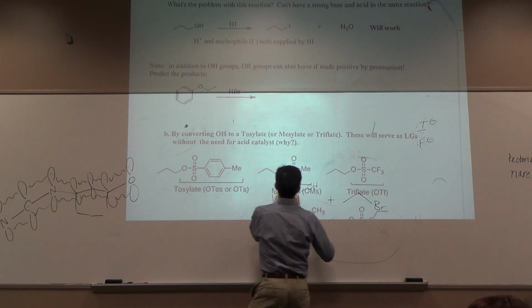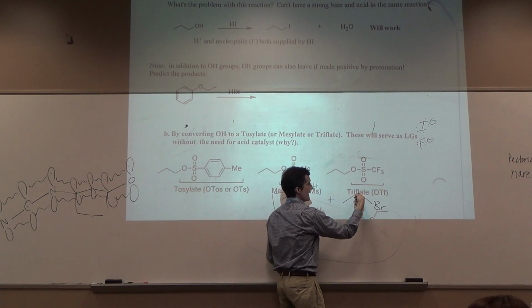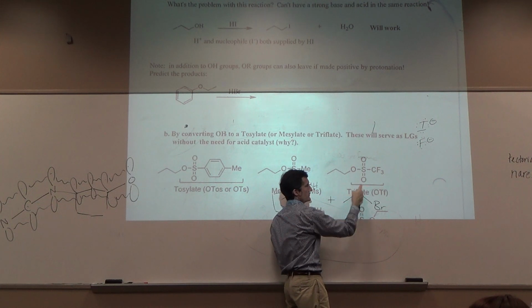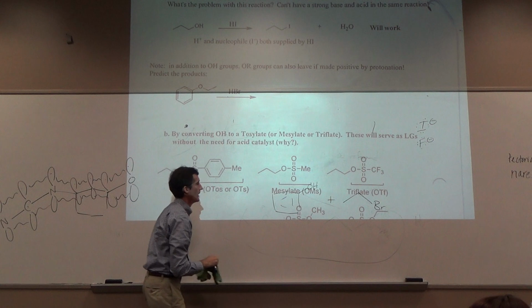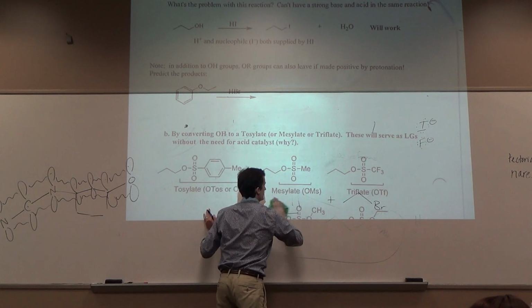Mesylate is methyl sulfonyl. Triflate is a little bit less common than mesylate, but it's actually the best. It's a trifluoromethyl sulfonyl, shortened to triflate. Let's see how these are formed and how they act.